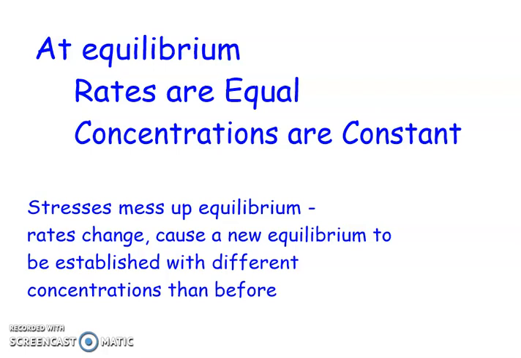What you need to remember is that at equilibrium, the rates of the forward and reverse reactions are equal, which makes the concentrations of the reactants and the products constant. When we apply a stress to a system that's at equilibrium, the rates of either the forward or the reverse reaction, or both, are going to change. This is going to allow a new equilibrium to be established, but it is going to have different concentrations than before that stress was applied.